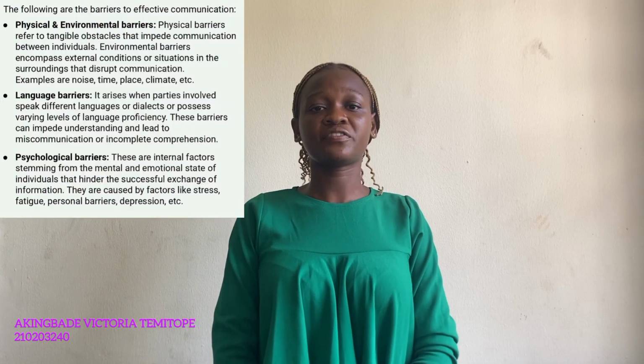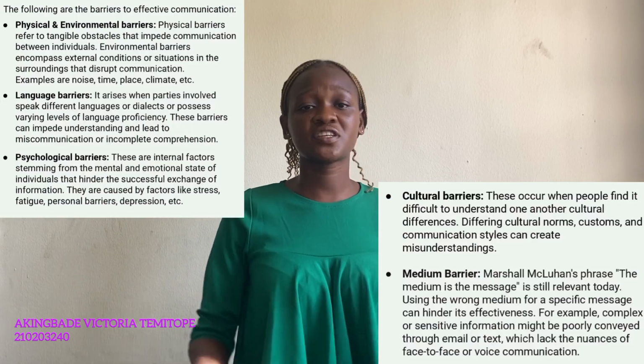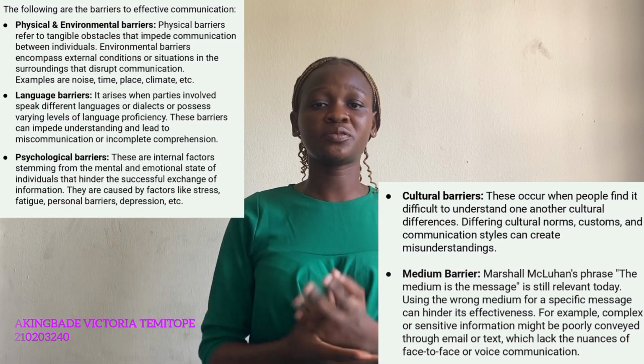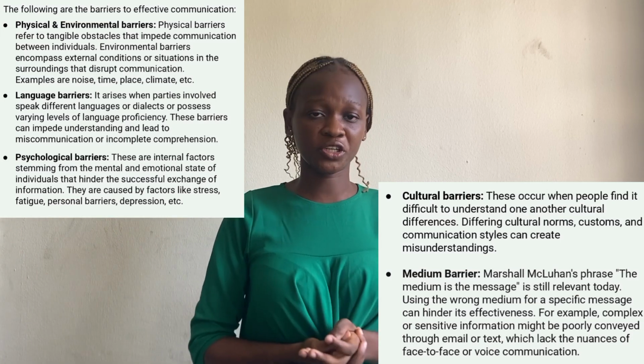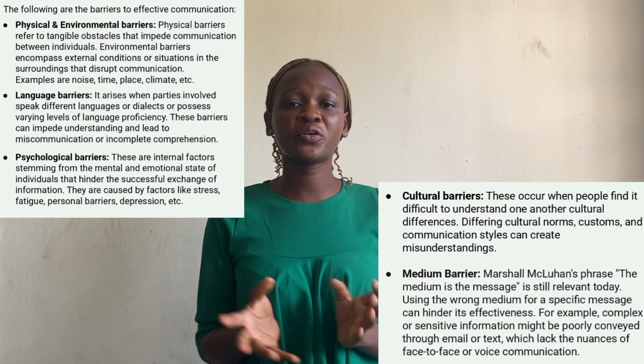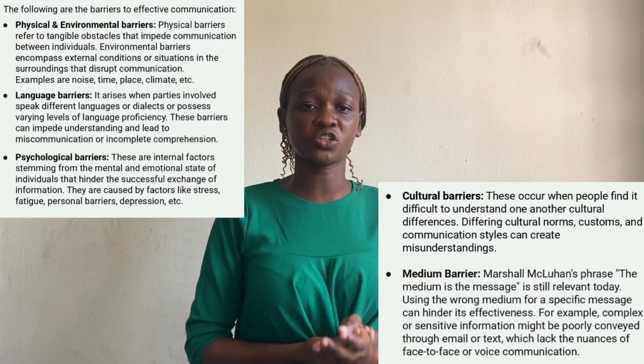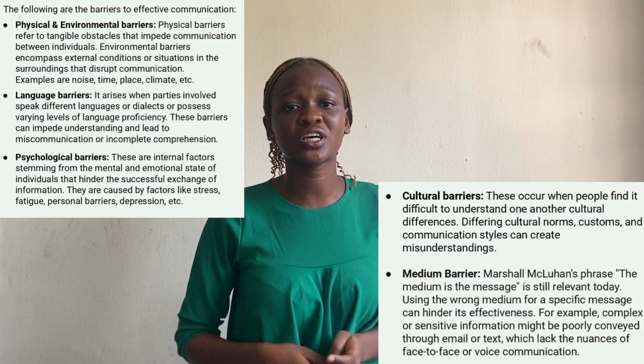Barriers to effective communication. There are several barriers to effective communication. One, physical and environmental barriers. Physical barriers refer to tangible obstacles that could disrupt communication among individuals. Environmental barriers refer to external conditions or situations in our surroundings. Examples are noise, climate, time and place.